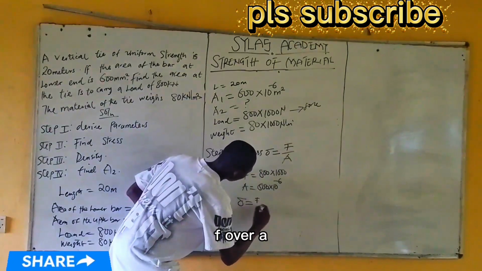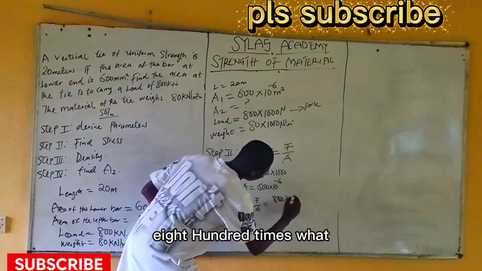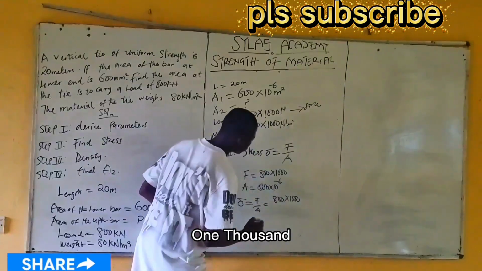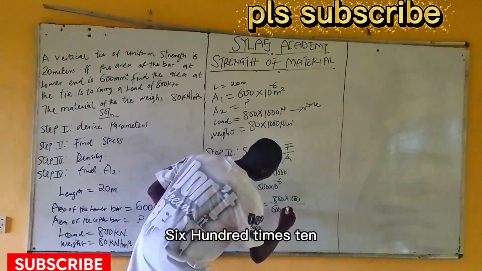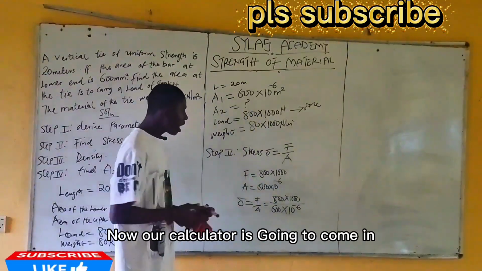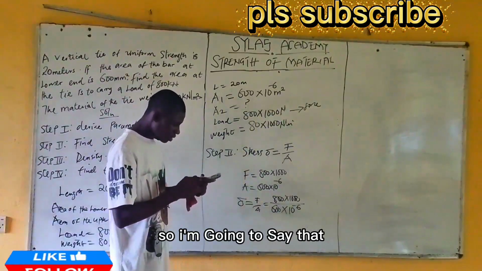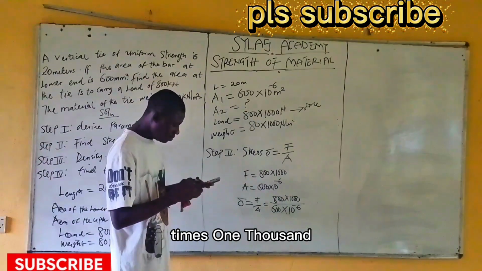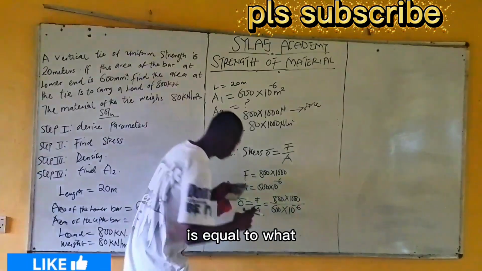we are going to have F over A. We know that F is 800 times 1000 all over 600 times 10 exponential negative 6. Now, our calculator is going to come in. So I'm going to say that 800 times 1000 is equal to what?